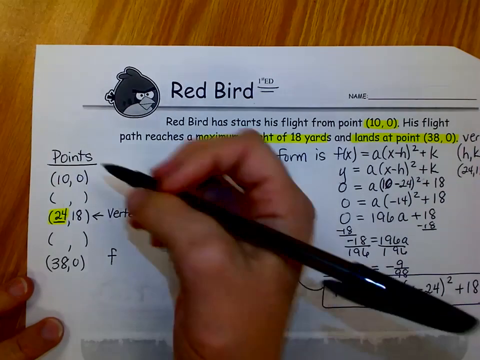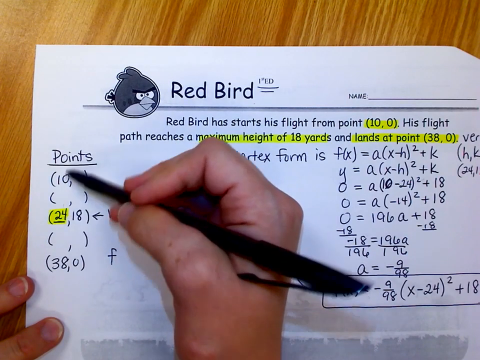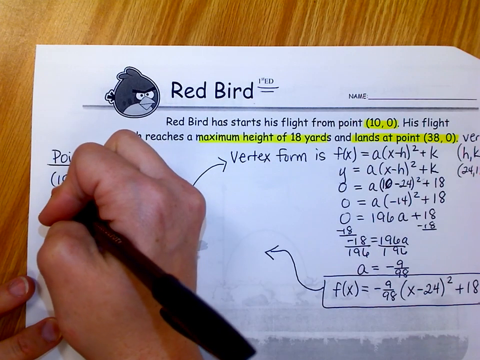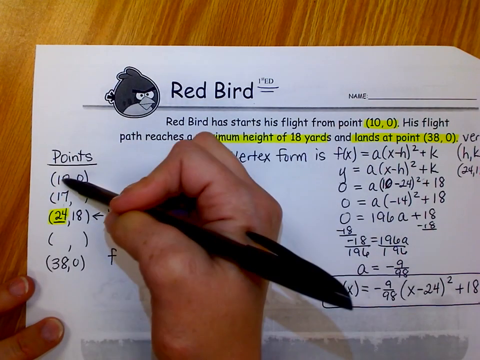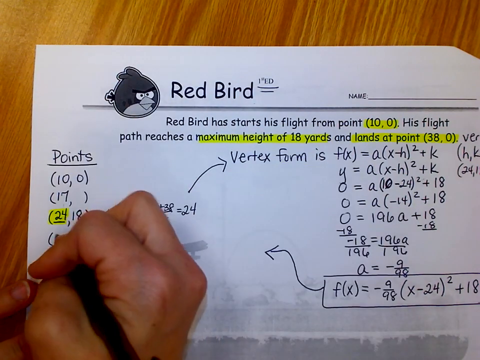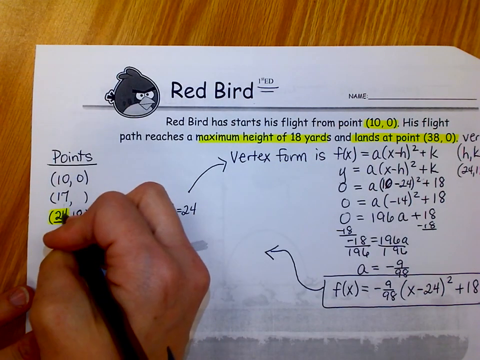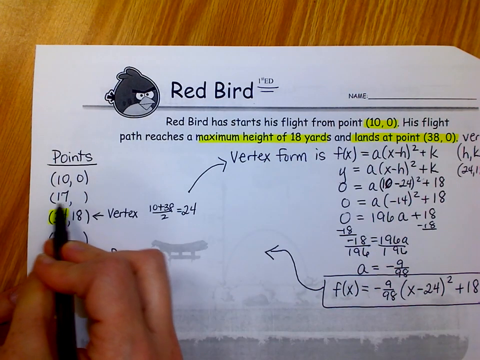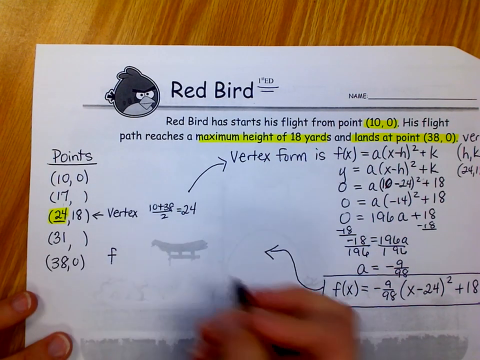Now we know for sure, it might be nice to know what happens exactly between. It doesn't have to be exactly in between 10 and 24, but I'm just going to go with that. I'm going to go to 17 for the x value, because that is 7 away from 10 and 7 away from 24, just to see what happens in the middle. And then if I go again 7 up from 24, I go to 31. So I'm going to plug in what happens at 17 and what happens at 31 to get those points.